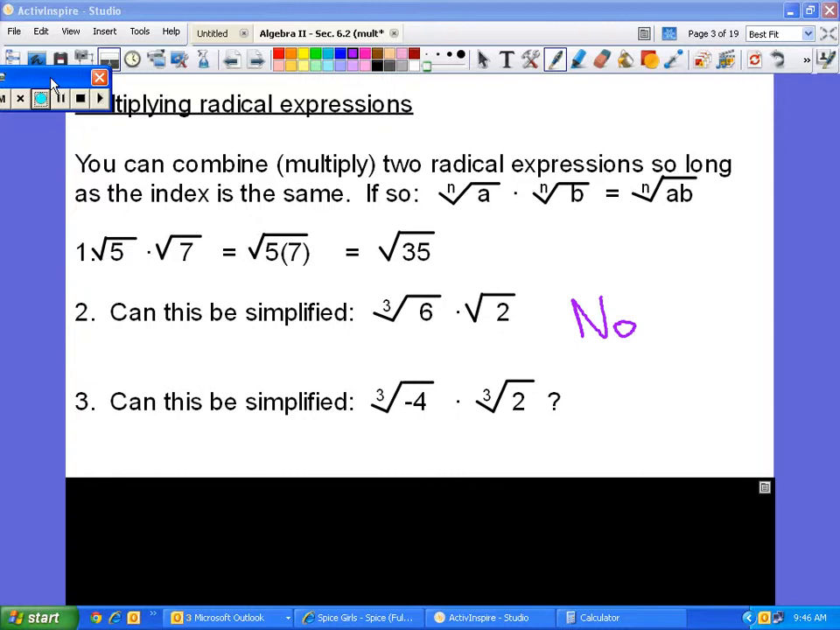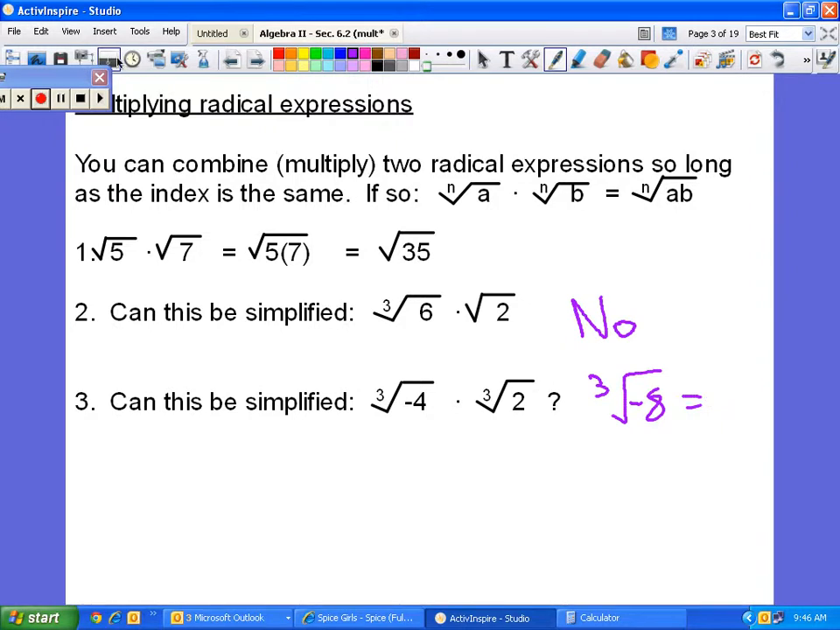Can't do it. And then sometimes we're going to have a situation like in example 3, where I have the cube root of -4 multiplied by the cube root of 2, which gives me what? I get the cube root of what? What's -4 times 2? -8. Now, unlike the square root of 35, which is a decimal, we can simplify the cube root of -8.